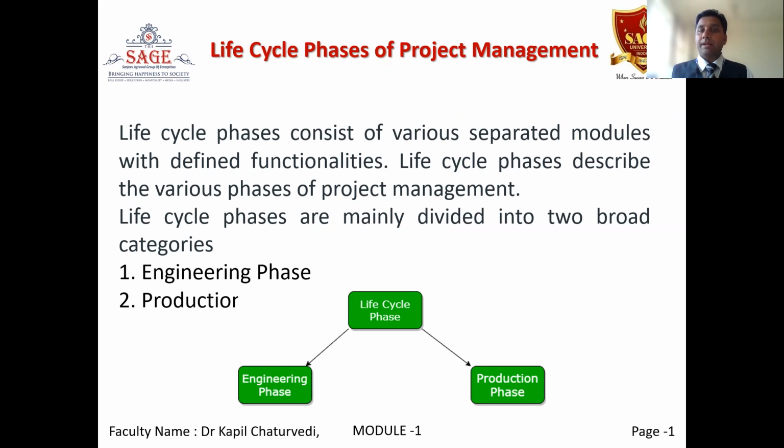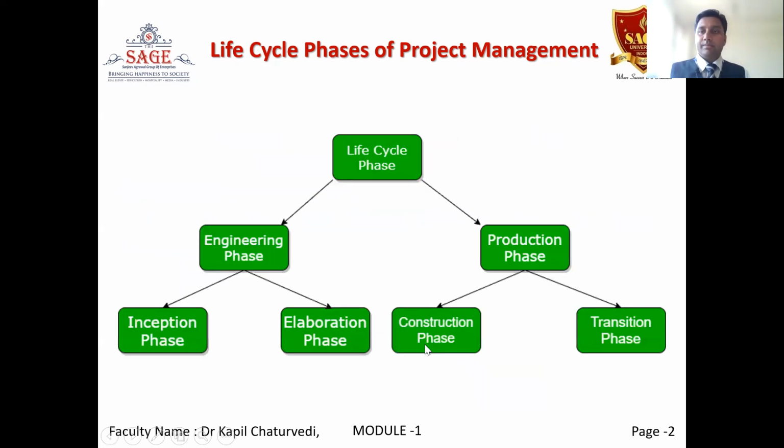Basically, life cycle phases are mainly divided into two categories. First category is engineering phase, and second category is production phase. So in this lecture, we will discuss the phases of life cycle of project management in detail. The terms engineering phase and production phase are well understood with a diagram. So we see the diagram in detail.